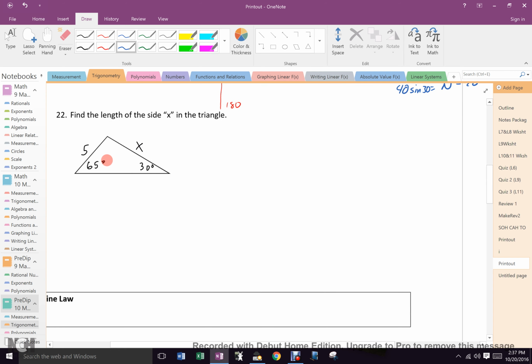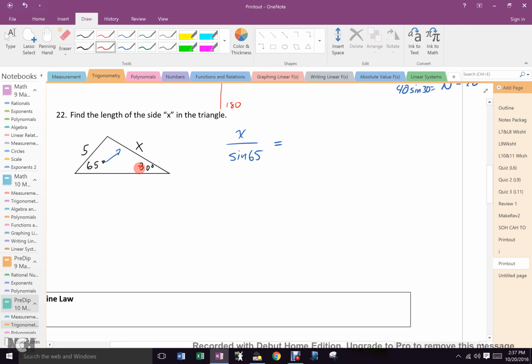Length of x. So I look. There's what I need. Sine of 65 over x. Oh, I'm sorry, guys. That's the way I learned the sine law. For some reason, they've kind of started putting the sides on top now. But it doesn't matter. Both ways work.